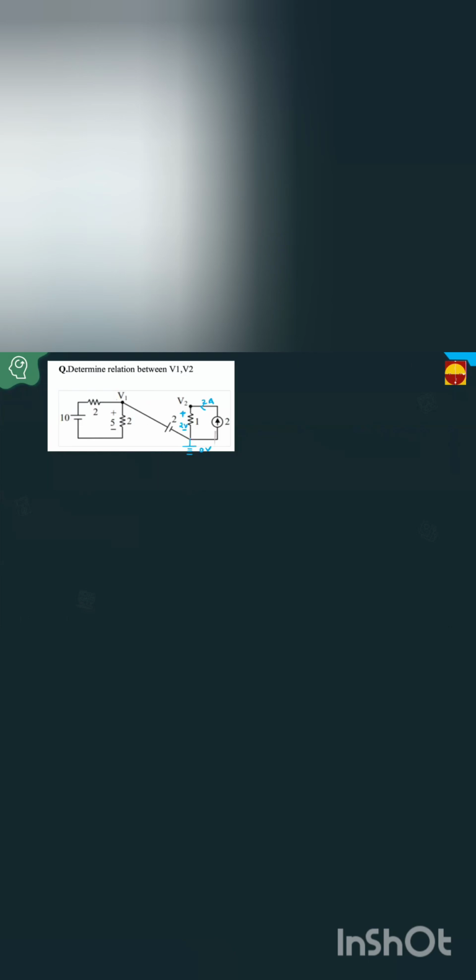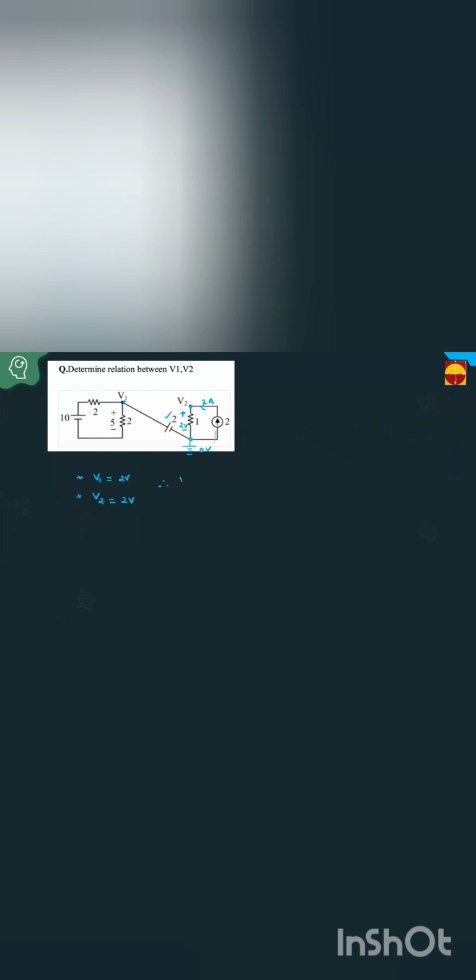What is V1? You tell, no need to apply KVL. Directly you tell me what is V1. From this point to ground, 2 volts is present. That's why V1 equal to 2 volts. Can anybody tell what is V2, sir? From this point to ground, how much voltage is present? 2 volts. V2 is also 2 volts.